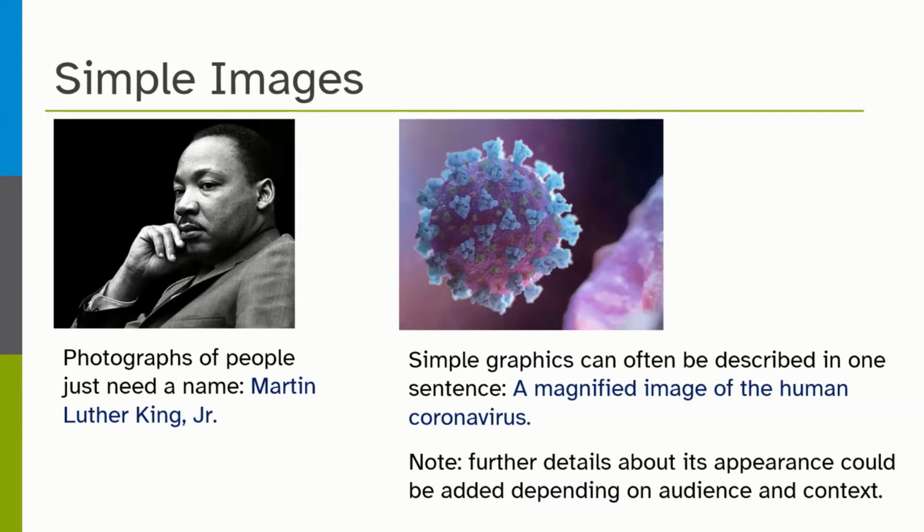On the right, I have a magnified image of the human coronavirus. That is the alt text that I've written for that image. You can just describe it in one sentence, but again, depending on the audience or the context, if this were appearing in a biology textbook or a journal article in science, you might need to add further details about the spherical shape or the projections, just depending on your audience and your purpose.